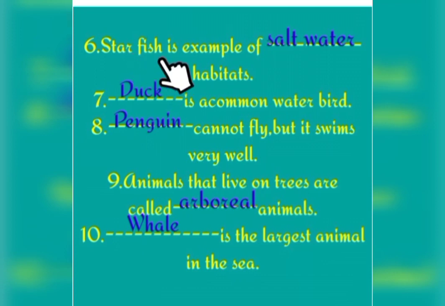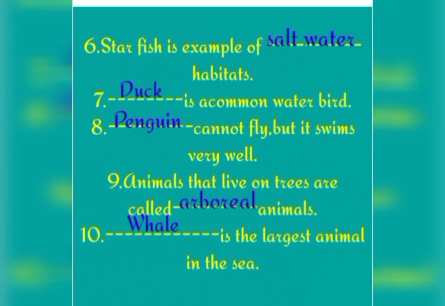Now let's see the answers. Starfish is example of saltwater habitats. Salt water, S-A-L-T, W-A-T-E-R. Seventh one, dash is a common water bird. The answer is duck. Duck is a common water bird.